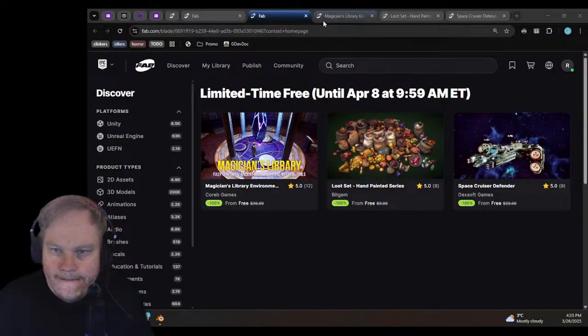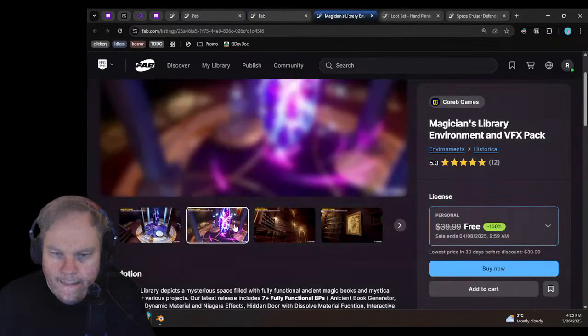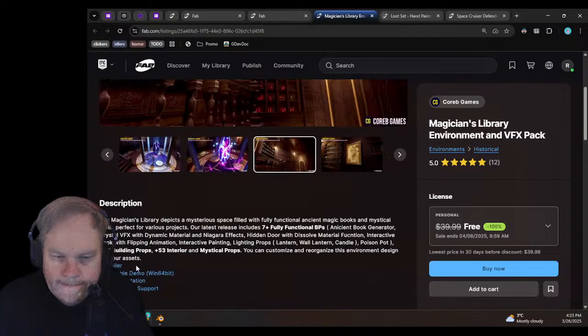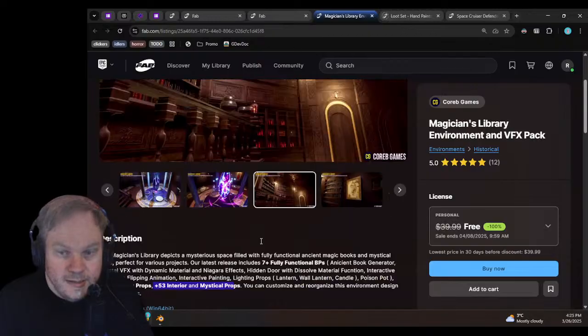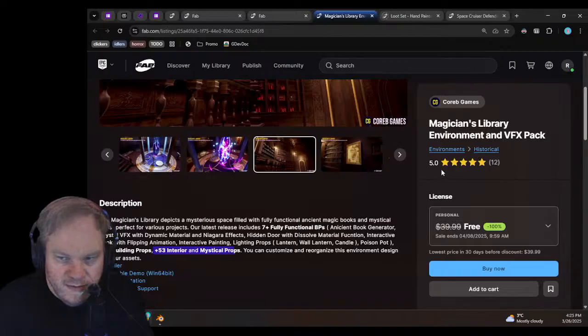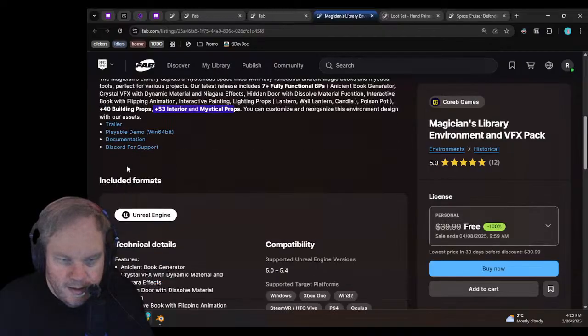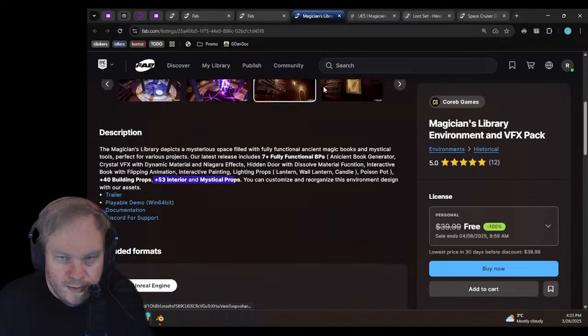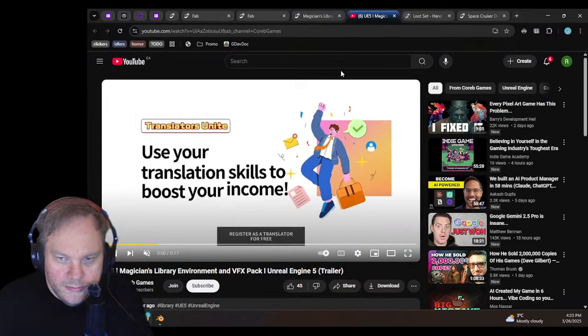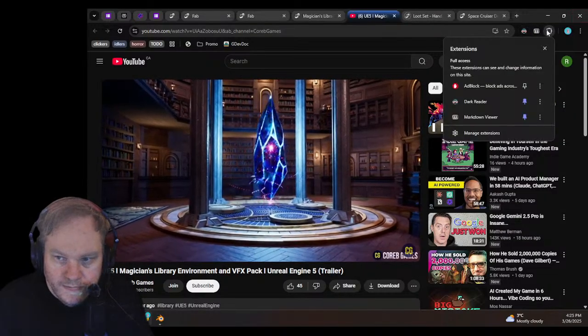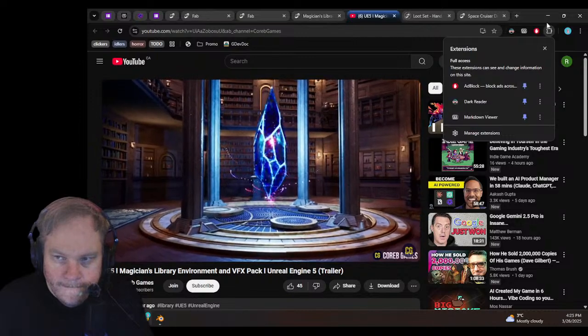Okay. Now this looks fine. It would be 40 building props, nice. 53 interior and mystical props, nice. And it's 5 to 12 people rated 5 stars. And trailer, playable demo. That's a trailer. My ad block isn't working. Don't know why.